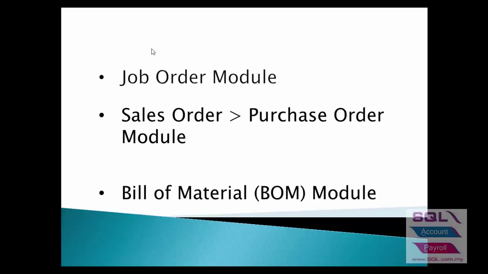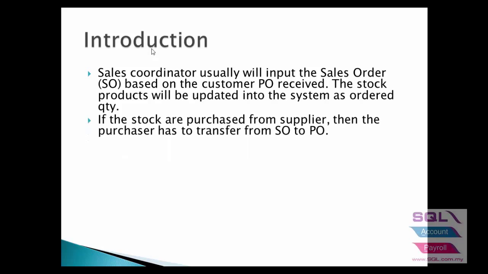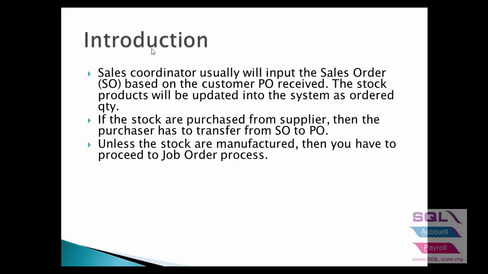Today, we'll be sharing on the job order module, sales order to purchase order module, and bill of material module. A sales coordinator usually will input the sales order based on the customer purchase order received. The stock product will be updated into the system as ordered quantity. If the stock is purchased from a supplier, then the purchaser has to transfer from sales order to purchase order. Unless the stock is manufactured, then you have to proceed to the job order process.